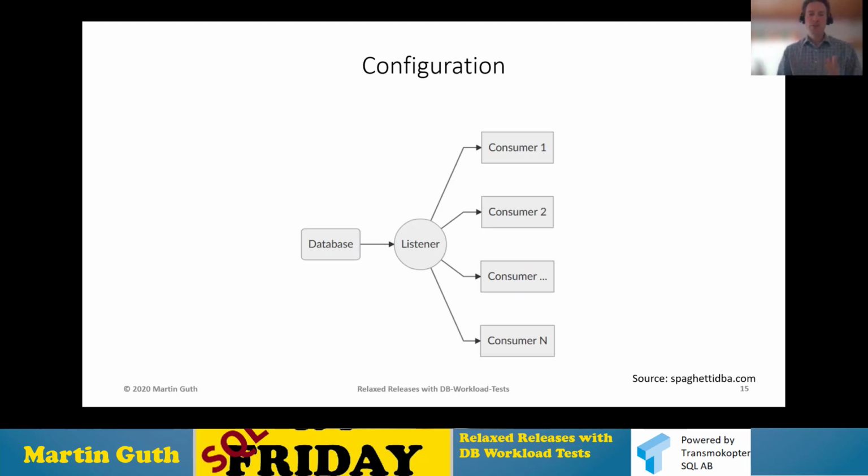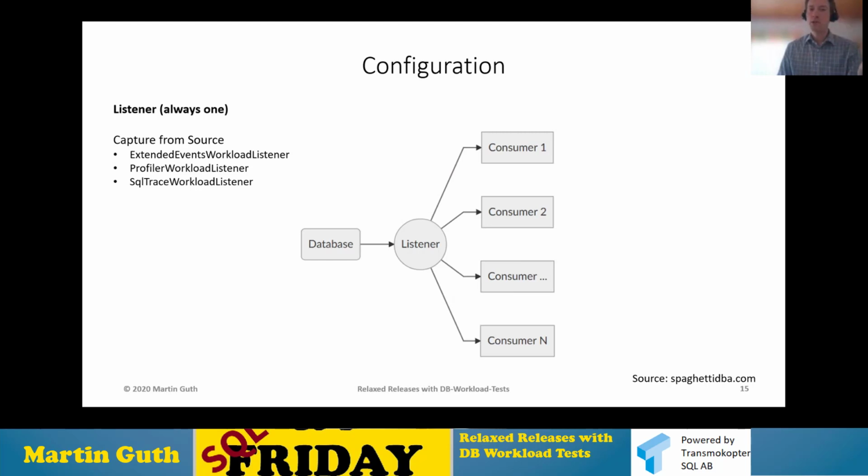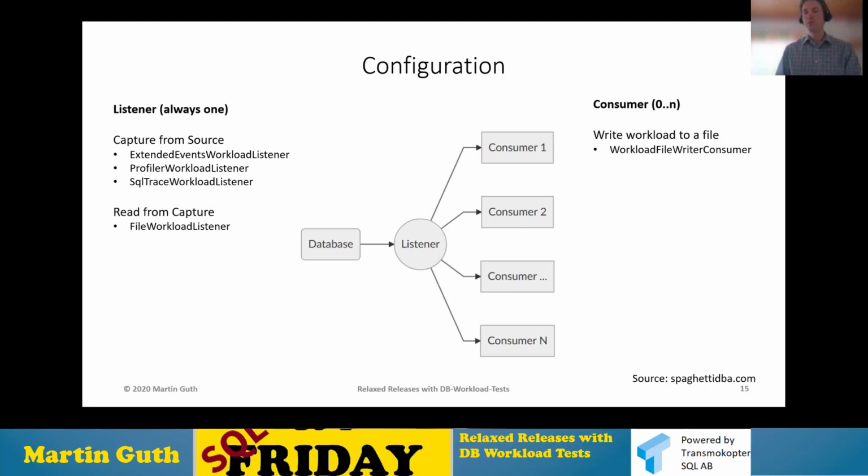So how is the configuration done? There's this basic schema of having a database which can have one listener and multiple consumers. The listener can capture from a source, for example with XEvents, or read from a capture I already saved to a database. Then we can have consumers: we write a workload to a file the first time we record it, or we gather some analysis data using an analysis consumer, or of course replay the workload using a replay consumer. And all this configuration is done in a JSON format, which I will show you now.